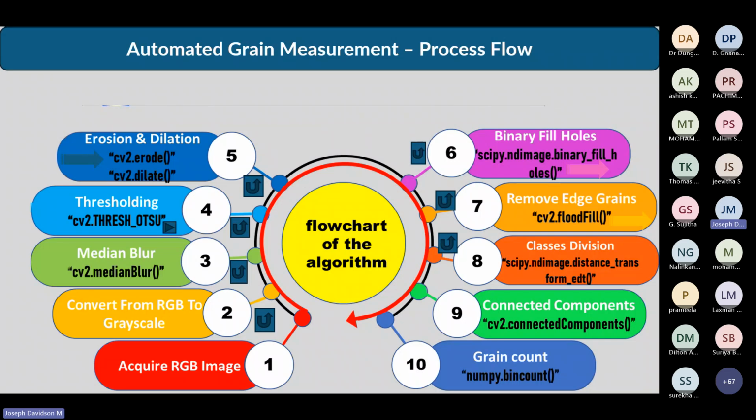Then I do classes division. Classes division means what is what. Then I connect classes of the same thing together and I count them. Finally, I'll get a grain size measurement. I will say this is the number of grains present, and for each grain, what is the size. All those things you will get. So let us go one by one.